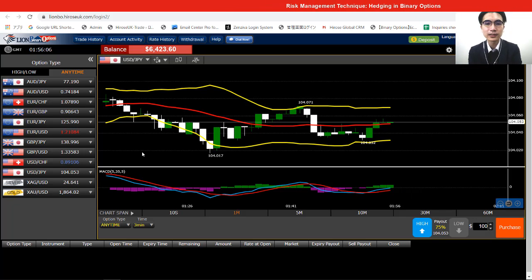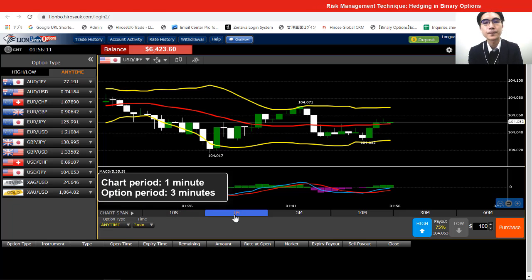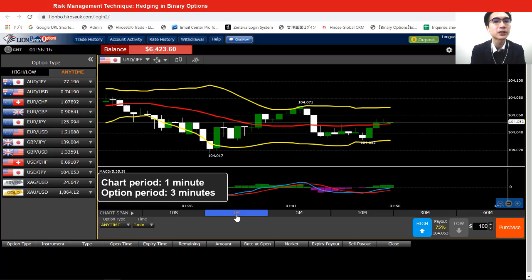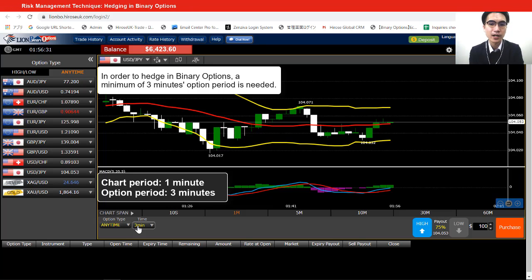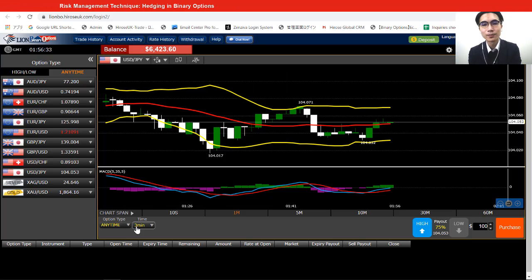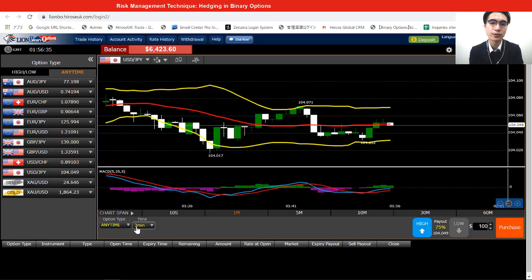The last thing for today, I'm using a 1 minute chart to trade with a 3 minutes option. The reason for this is because for hedging we do need a slightly longer option period to trade. So that's all set, and we will take a look at the price here, and I will place a trade first, and then I will show you how I place this trade.